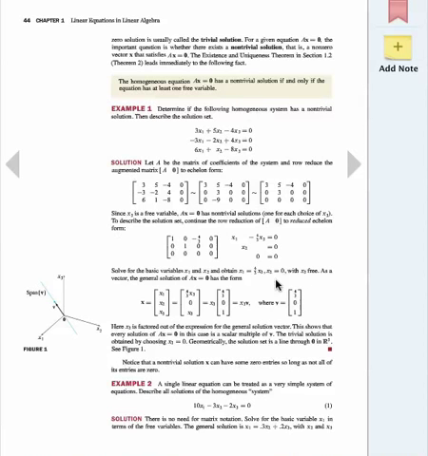Example 1 illustrates why this thing should be true, so do work through that.